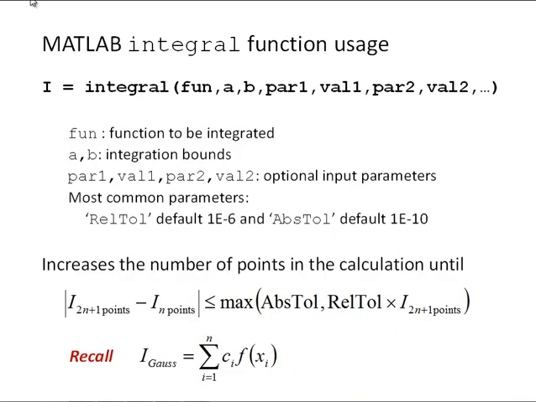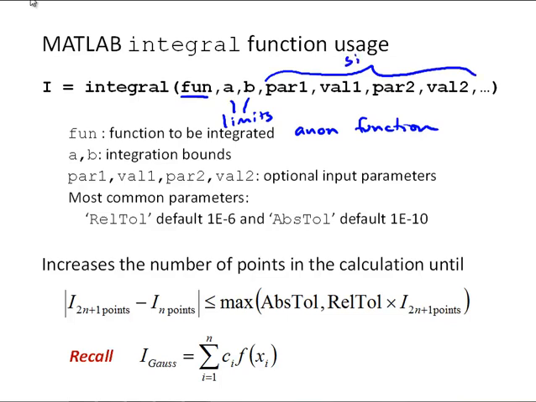Let's talk more about the integral function, since that is our general use integration function. The syntax for using the integral function is we'll give it a function, and again that is usually an anonymous function. That's how we define that. A and B are the limits of integration. And then the options for the integral function are set very similar to how, if you recall, we did the optimset command for functions like fzero and fminsearch, but in this case they're actually included right in the function.